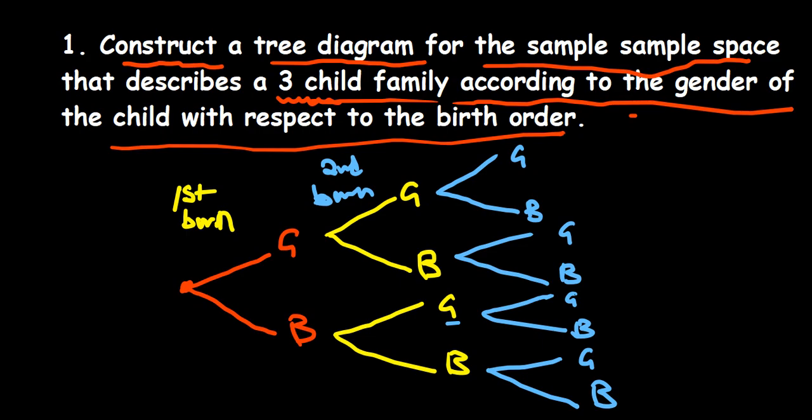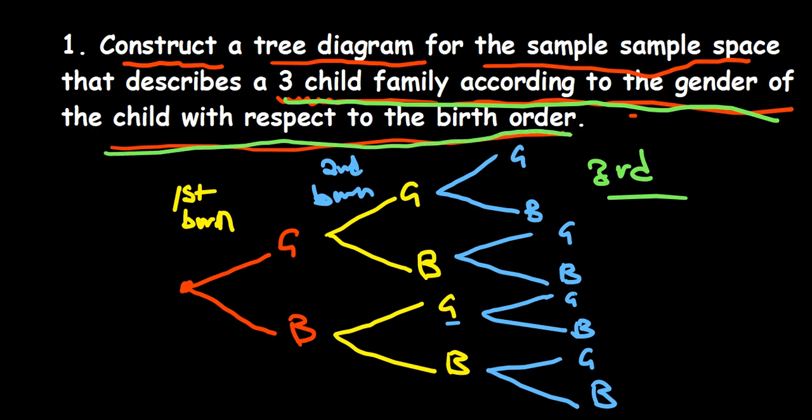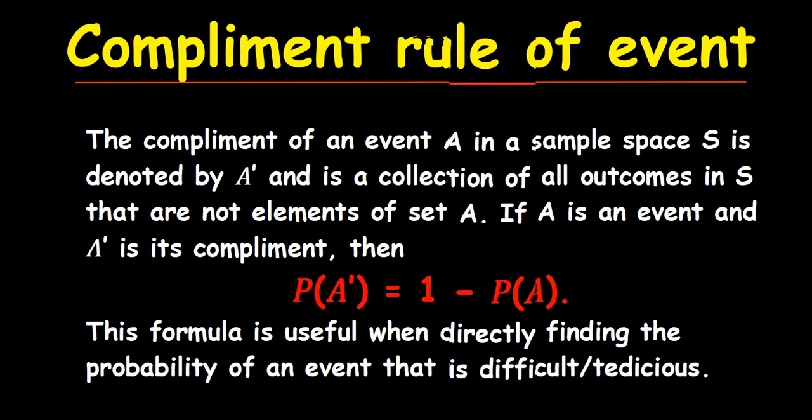Okay, so those probabilities that I've drawn in blue here represent the third born. So we've constructed what they wanted us to do here: a 3-child family according to gender with respect to birth order. The firstborn can either be a girl or a boy, and then we just follow it like that. So this is a very important description of the total sample space that you can have in an experiment. Okay, all right, and then we move forward to talk about the complement rule of events.